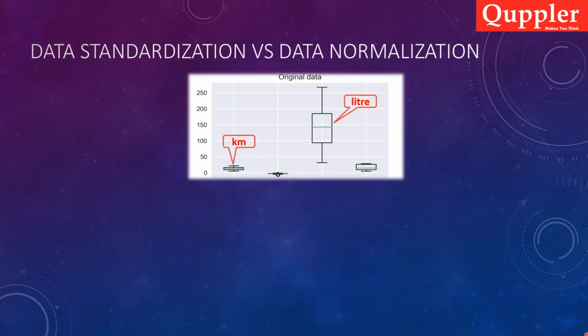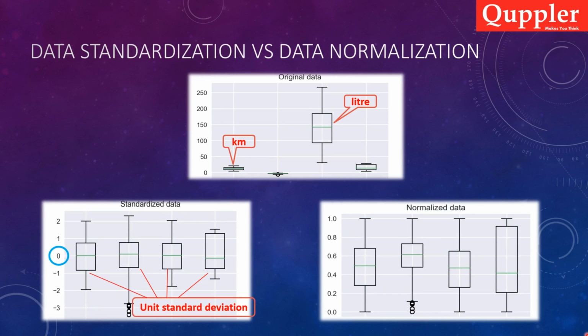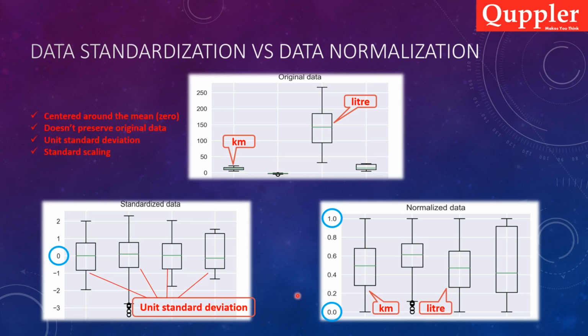Now we'll visually compare both of them, how they are different and when we have to use each. When we have the original data, it can be of different magnitudes and different units, like feature 1 in kilometer while feature 3 is in liter. After data standardization, the output would be centered around the mean with a unit standard deviation, whereas in data normalization the output would lie in a range of 0 to 1, and it preserves the original units. Like this, feature 1 can be measured in kilometer, while feature 3 can always be measured in liter. So this is the major difference between the two.